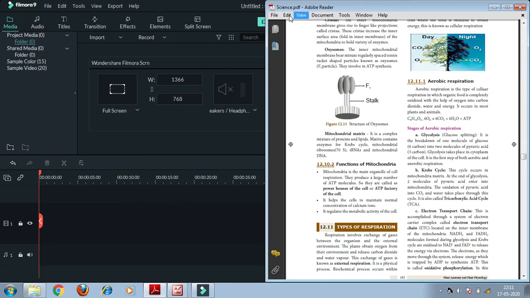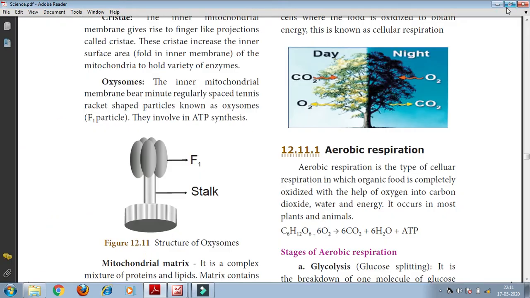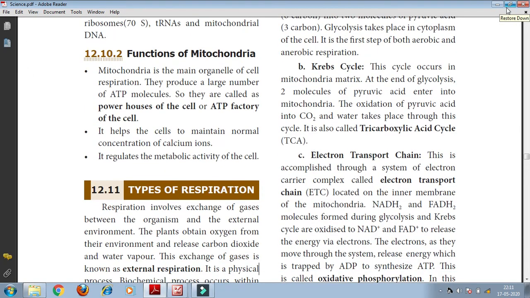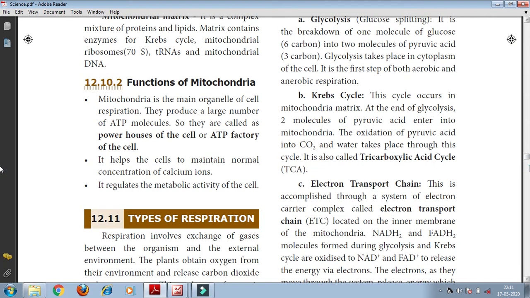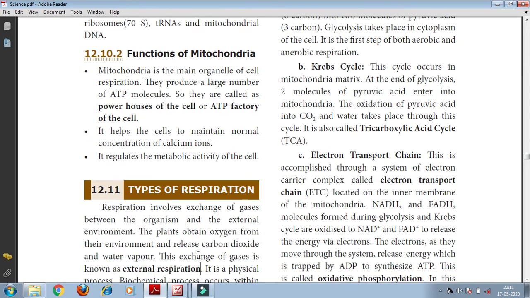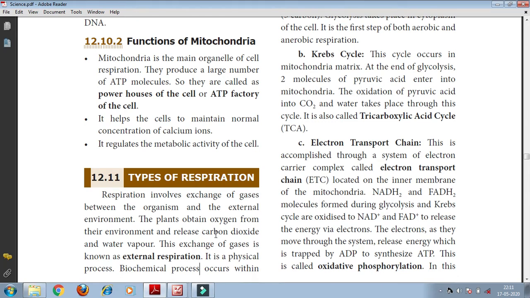So in this class we are going to see what is respiration and the types of respiration. First thing you should know is what is respiration. Respiration involves exchange of gases between the organism and the external environment. The plants obtain oxygen from the environment and release carbon dioxide and water. This is normally done, it is called external respiration, and it is a physical process.